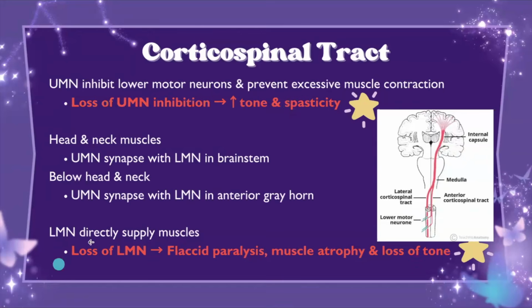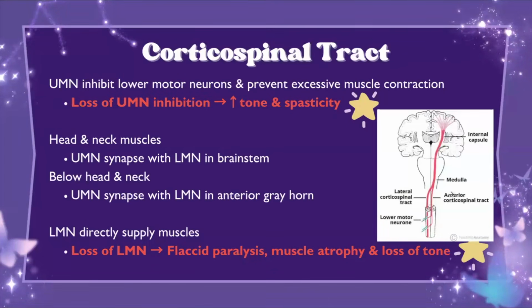Okay? Right. What is going to happen if the lower motor neuron is the one that is damaged? We said that the lower motor neuron is the one that directly innervates the muscles. So if there's no innervation to the muscles, what is going to happen? The muscle isn't going to contract at all. So you'd have flaccid paralysis, you would have loss of tone, and because there's no innervation going to the muscle at all, over time you will have muscle atrophy because it's not working, it's not contracting. So it's going to atrophy.